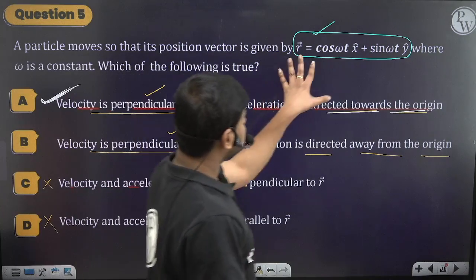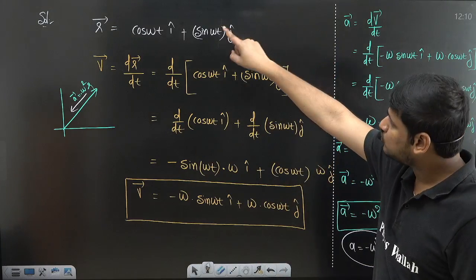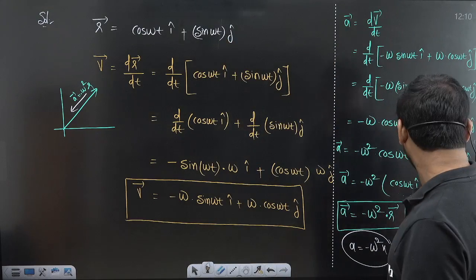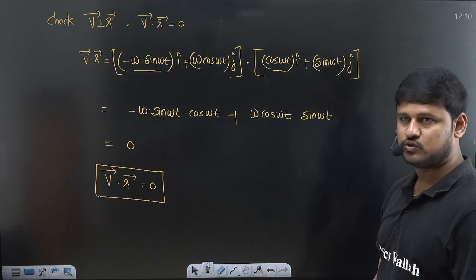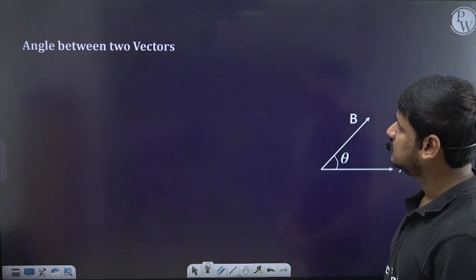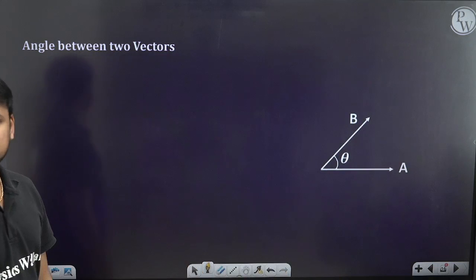Understood? Just the position vector is given, so the mathematical part you have to do. We found the velocity vector, then the acceleration vector, then we did v dot r, and v dot r we directly got 0. Okay, clear?